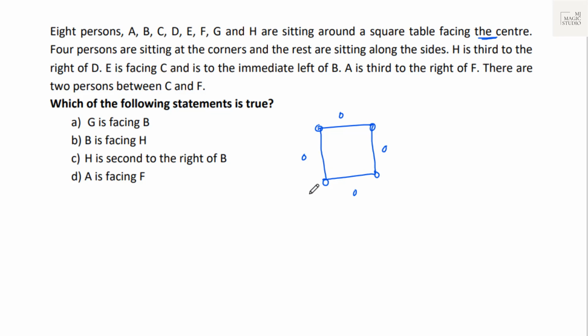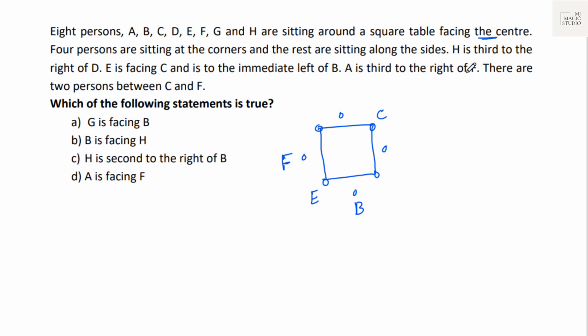E is facing C and is to the immediate left of B. If B is here, immediate left is E and E is facing C. Anything related to C? Yes. There are 2 persons between C and F. F cannot be here. 1, 2. F is at this position.